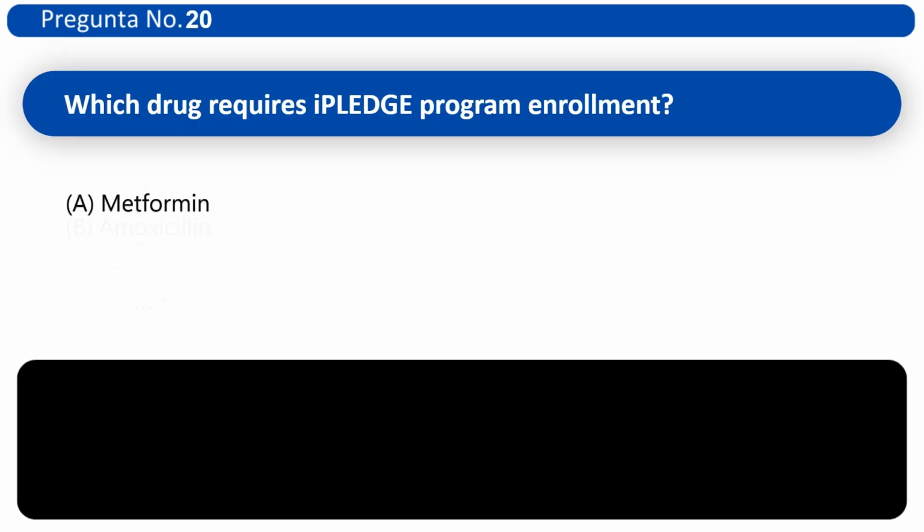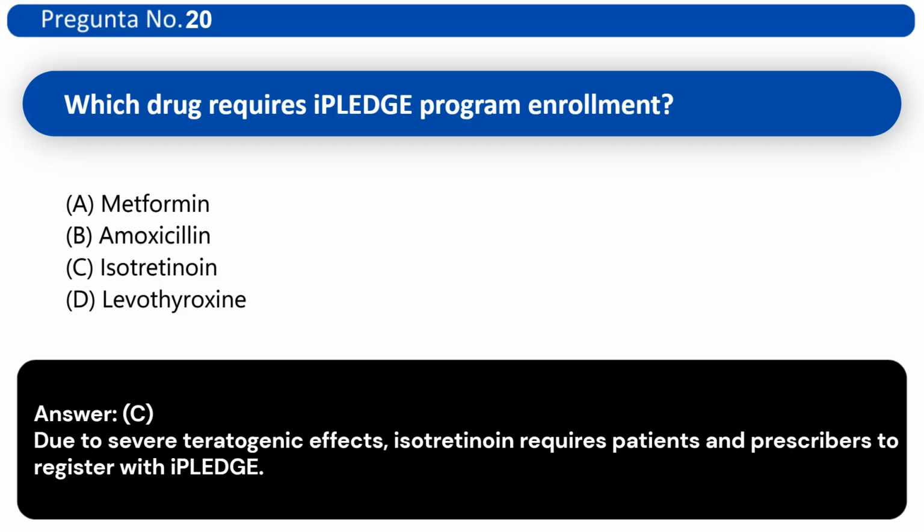Which drug requires iPledge program enrollment? A. Metformin. B. Amoxicillin. C. Isotretinoin. D. Levothyroxine. Answer C. Due to severe teratogenic effects, isotretinoin requires patients and prescribers to register with iPledge.